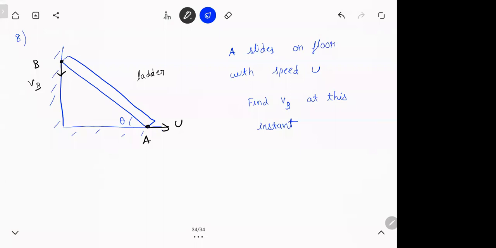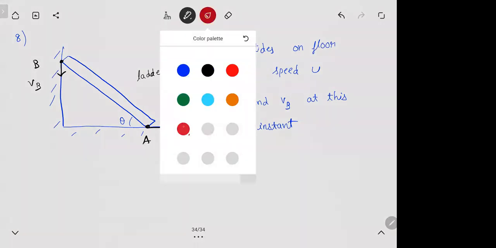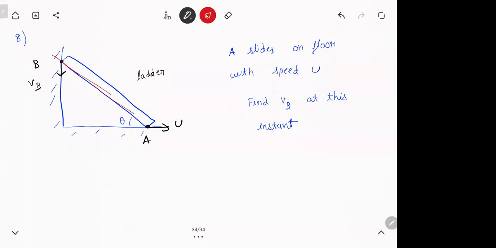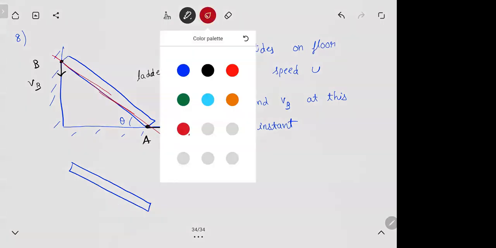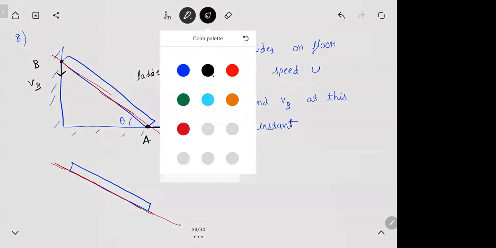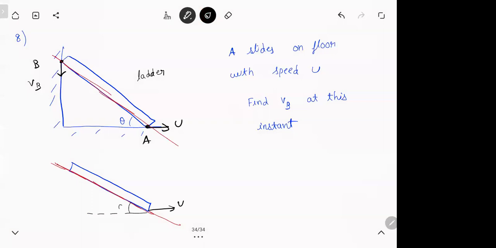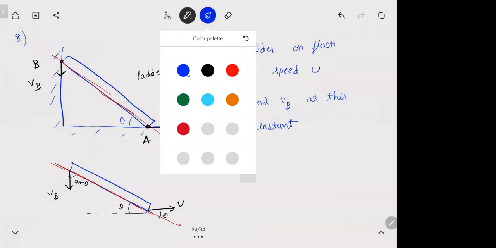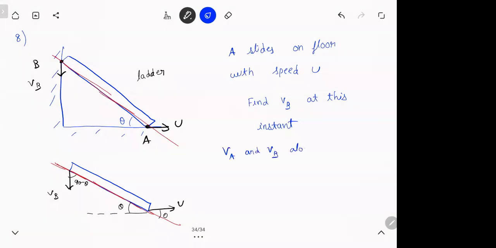What is your normal? This is your line joining AB. Remember, along that direction, the velocity should be same. Now, how is A going? A is going this way with U. So if this is theta, this is theta. This is VB, this is 90 minus theta. So velocity of A and B along the red line should be same, or else the rod will compress or elongate.